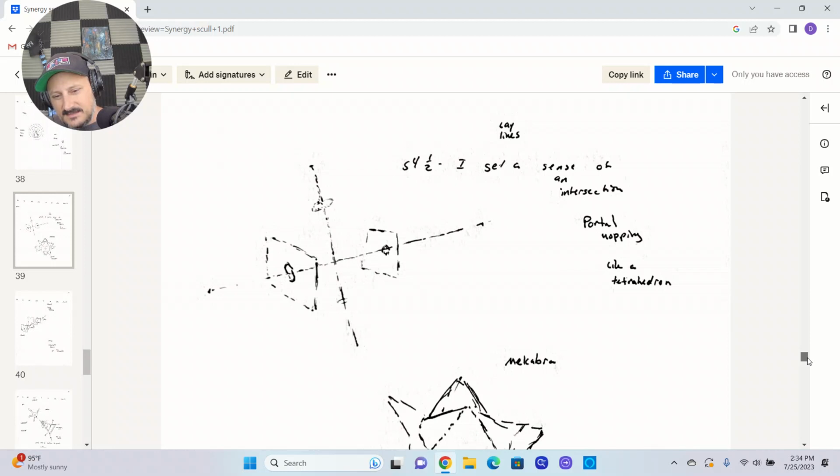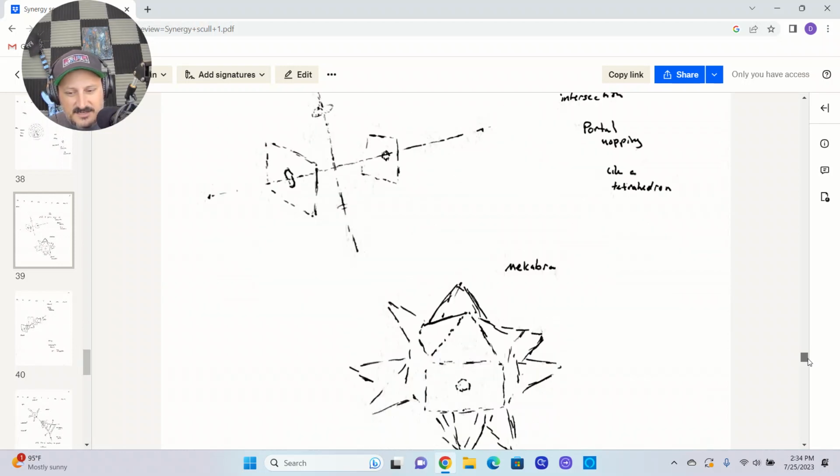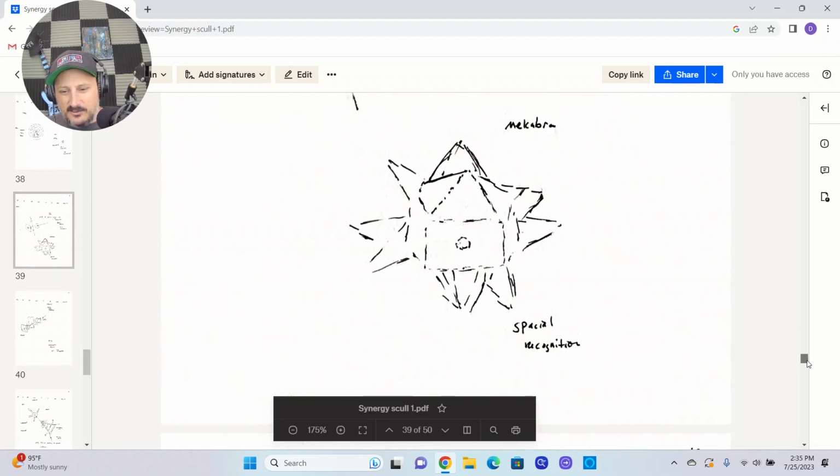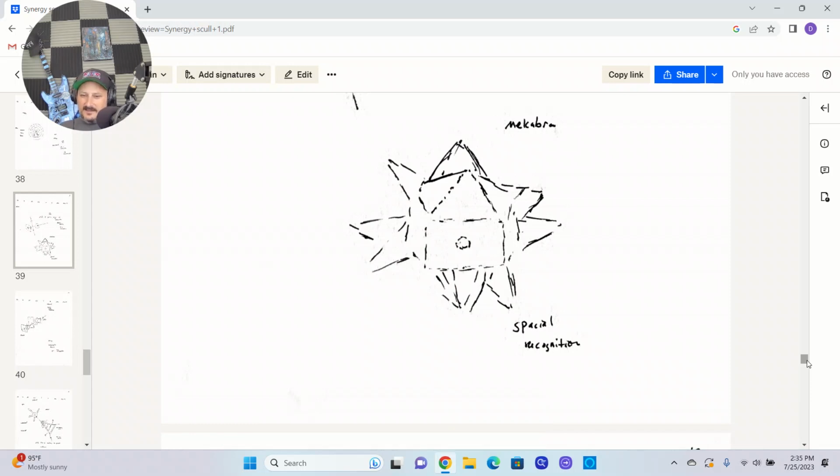I get a sense of an intersection. Portal hopping. Like a tetrahedron. Now this reminded me, and I don't know if I'm pronouncing this right, if it's like a macabre, or not like macabre, but like some kind of, I don't know. Guys, you tell me.